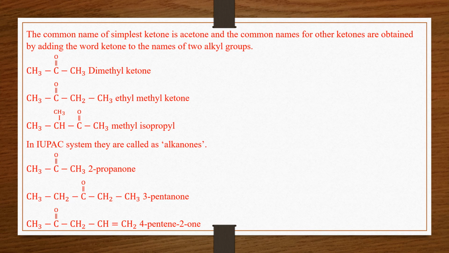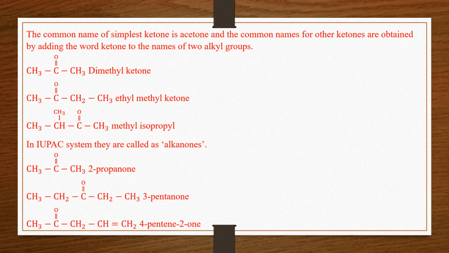How many carbons are there? Three carbons are there. What is the name of the alkane having three carbons? It is propane. Okay. Now, where is this C double bond O group? 1, 2 and 3. The second carbon is the carbonyl group. So, how to write its name in the IUPAC system? 2-propanone. Okay. The E is replaced by ONE. 2-propanone.